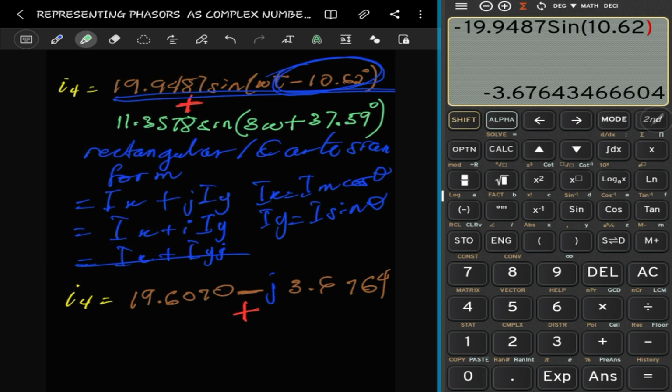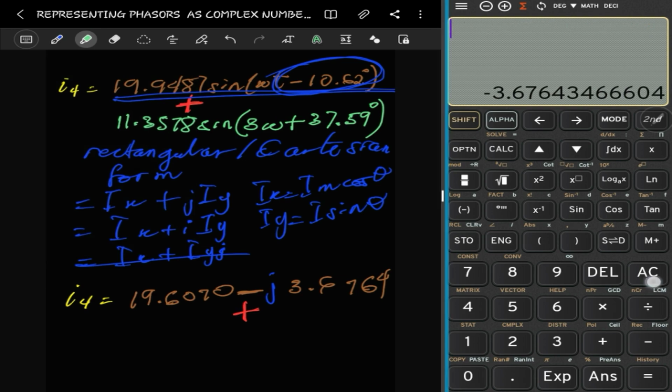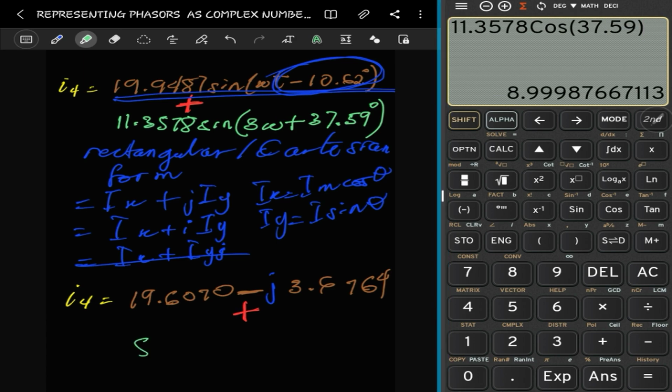So now for this particular one, you clearly see that if you are trying to find the S component, that's the peak, right? The peak is 11.3578. We are looking for the S component, so cos, right? And the phase angle is what? 37.59, right? And that gives us 8.9999 dB, right?